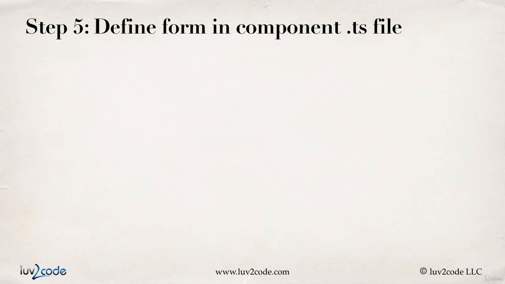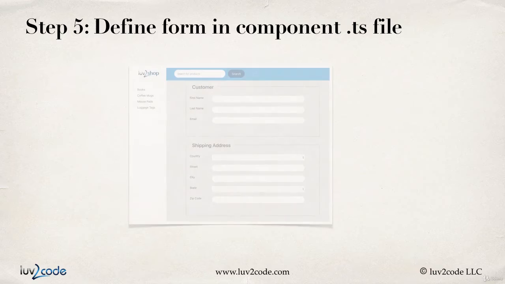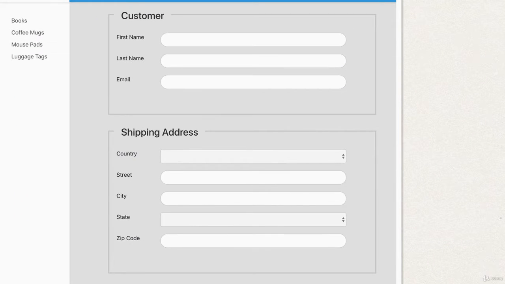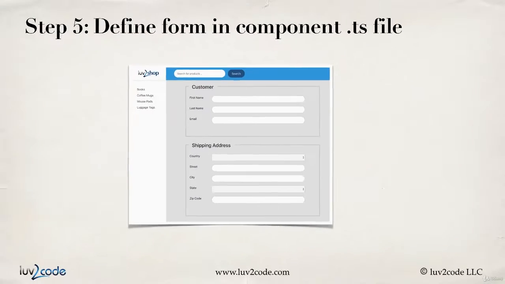So in step 5, we're going to define the form in the component.ts file. But here, let's take a look at a little screenshot of what our form is going to look like, a portion of it anyway. We'll have a customer group, and we'll also have a shipping address group. And each one of these groups will define form fields: first name, last name, email for customer; for shipping address, country, street, city, state, zip code. And we'll see how we actually write the API code for this, and also how we build the appropriate HTML layout.